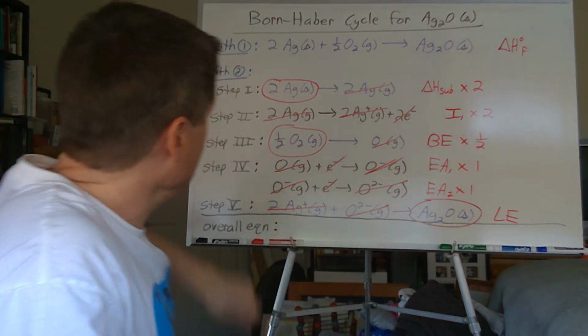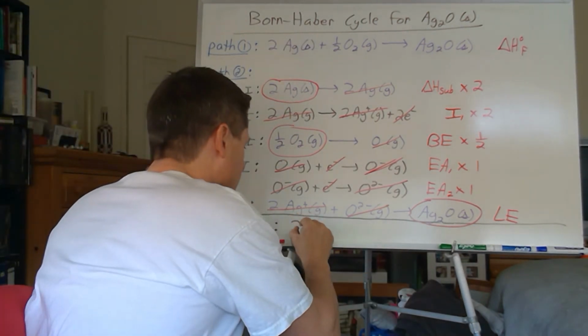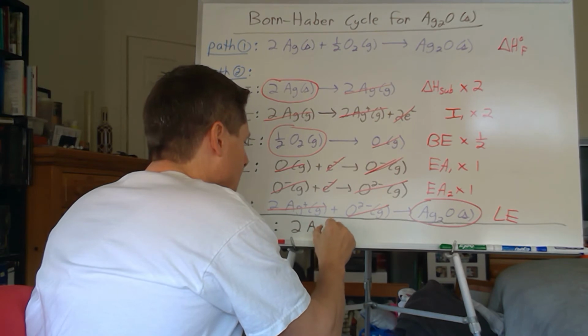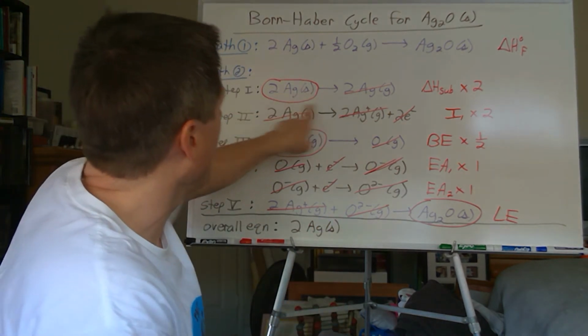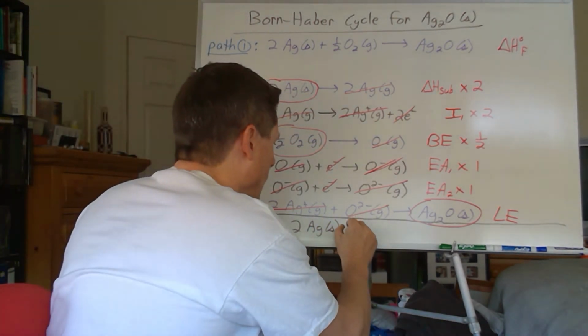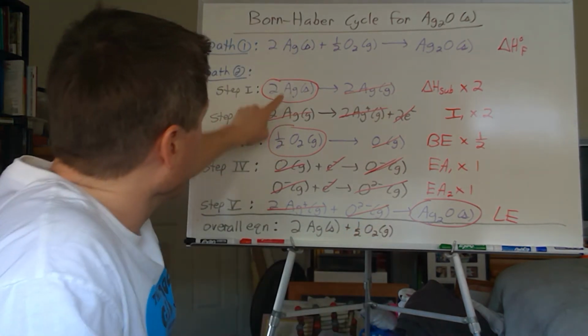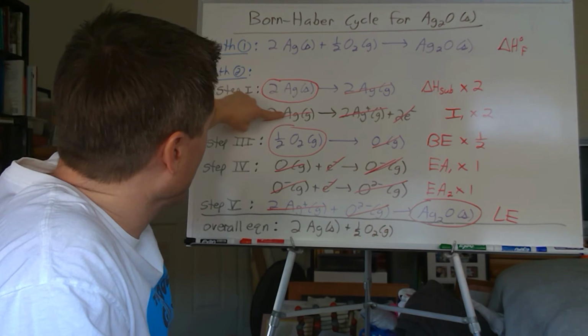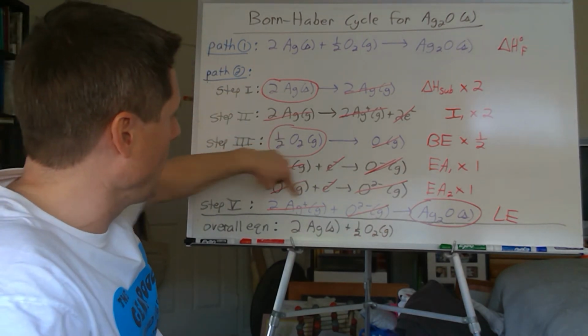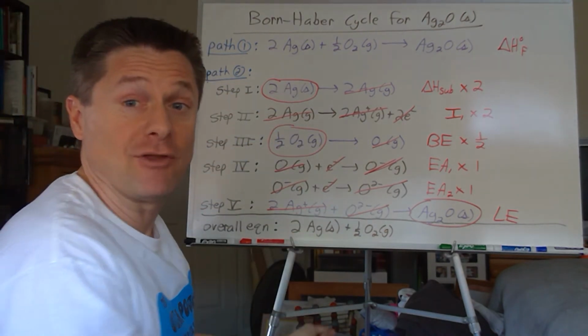So what are we going to get? We've got the 2 moles of silver solid. Oh, we've got 1/2 mole. We're really just looking on the left-hand side of the arrow. Those are the only things left on the left-hand side.